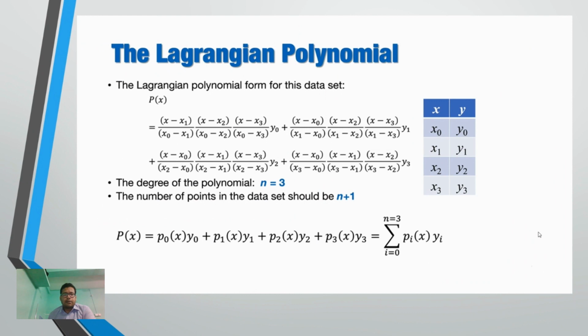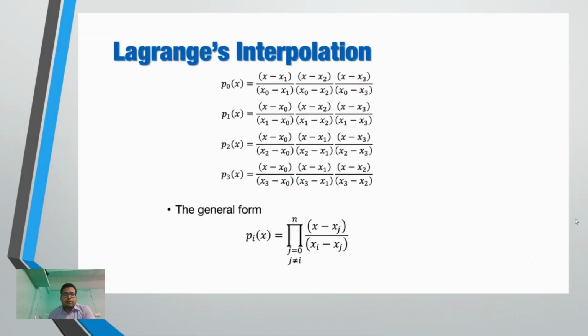Now the Lagrangian polynomial. The Lagrangian polynomial form for this data set p of x is given as shown. The degree of the polynomial n equal to 3. The number of the points in the data set should be n plus 1. The combined or final formula is also shown in this slide. Now Lagrange's interpolation formula is also shown, and the general form is also shown in this slide.